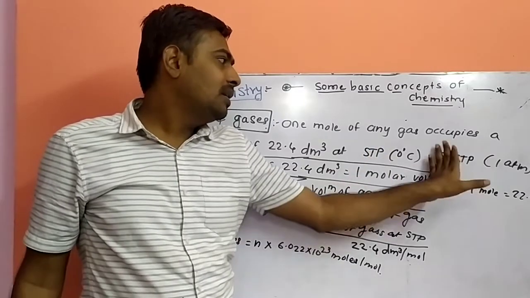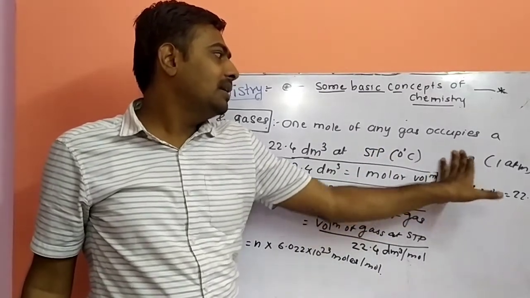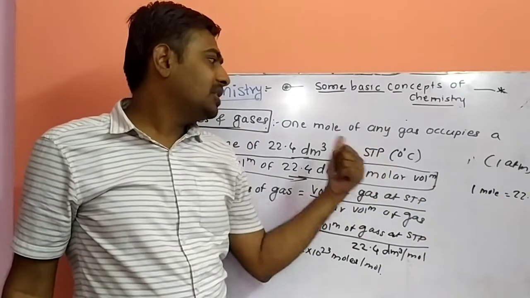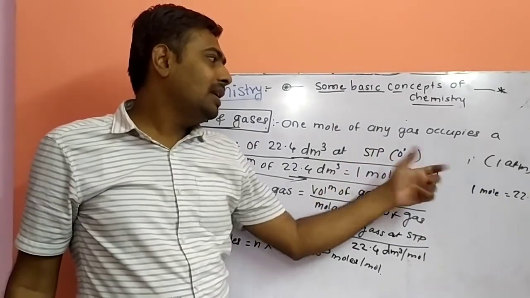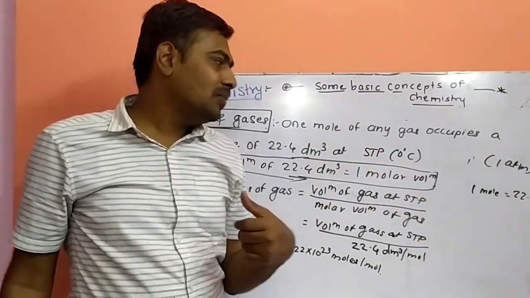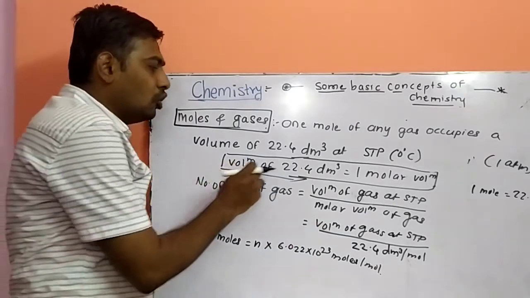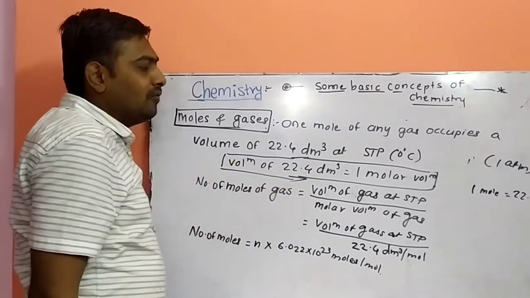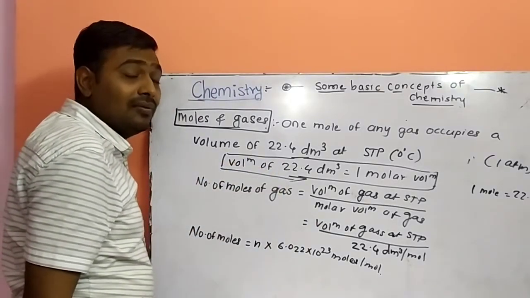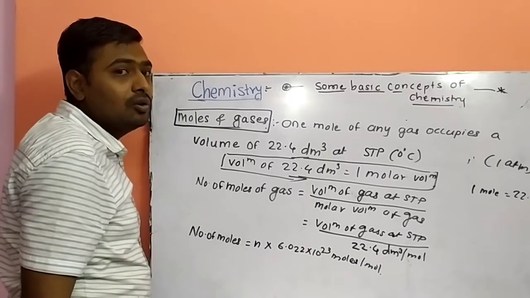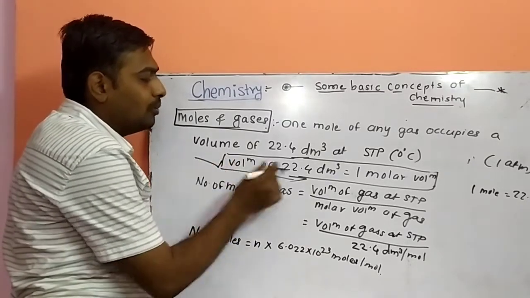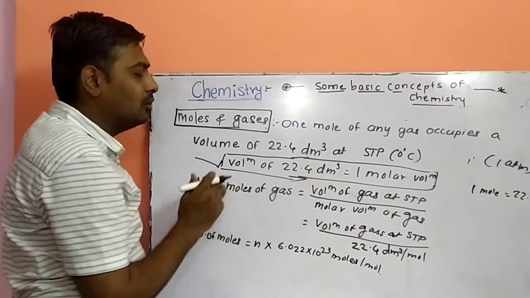So STP, we can write directly, standard temperature and pressure. Standard temperature is 0 degree and standard pressure in chemistry is 1 atmospheric pressure. So a volume of 22.4 decimeter cube is 1 molar volume. We know that a volume of 22.4 is 1 molar volume.